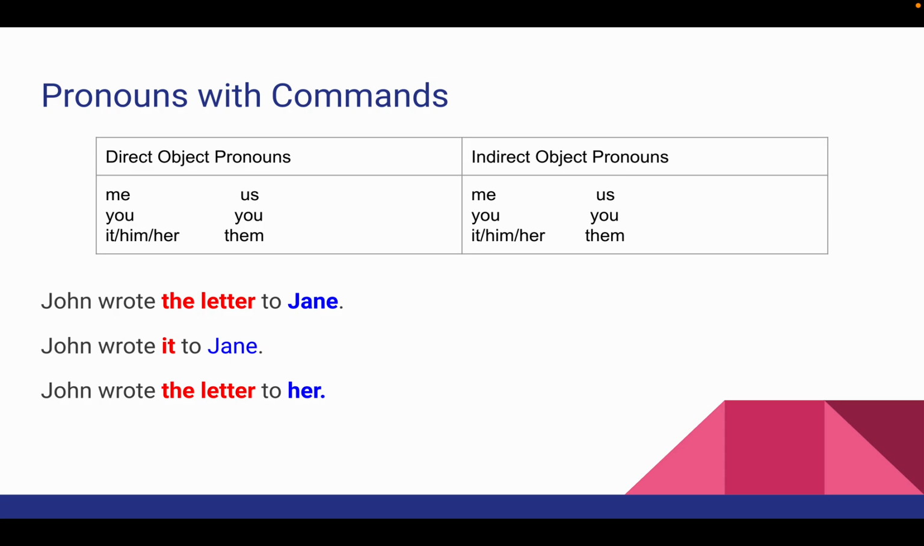So we can turn these into pronouns. In English, the direct object pronouns are me, you, it, him, her, us, you, them. And the indirect object pronouns are exactly the same: me, you, it, him, her, us, you, them. So, John wrote the letter to Jane. If we want to substitute a pronoun for the letter, it becomes it: John wrote it to Jane. Or if we want to substitute the pronoun for the indirect object Jane, we say, John wrote the letter to her.